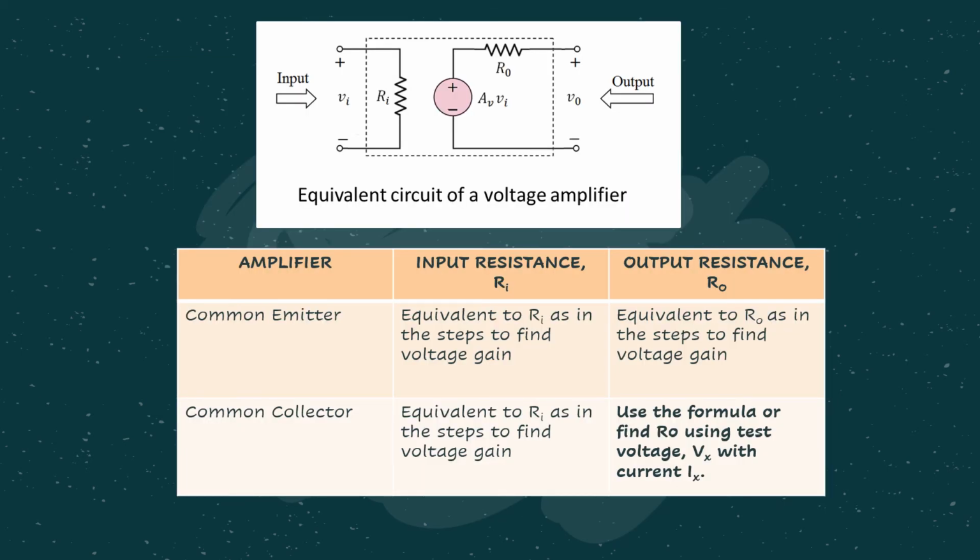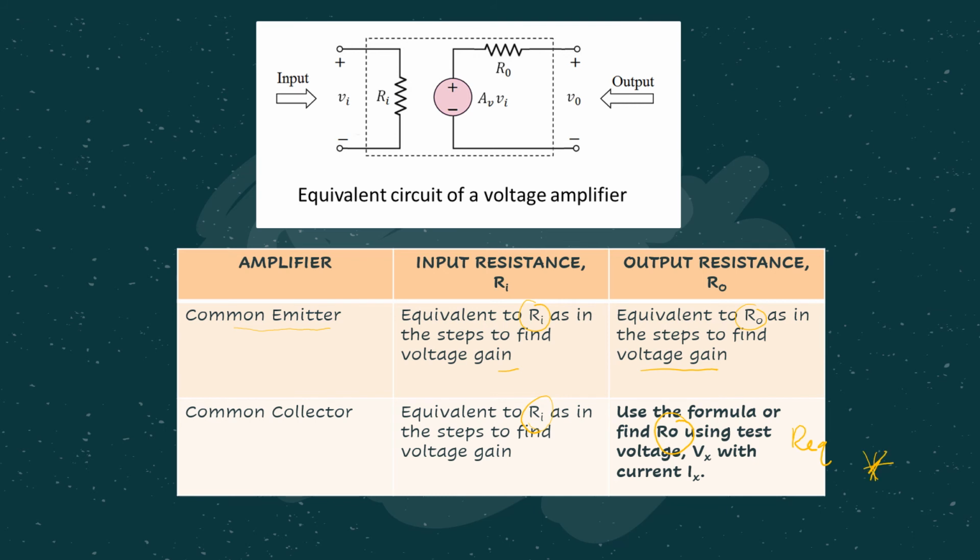Please take note that when we considered the common emitter amplifier before this, whatever Ri value we found can be used straight away to find the voltage gain, and whatever R0 value you find from step number 1 can straight away be used to find the gain. But for common collector, Ri can be used, but for R0, we cannot straight away use the Req value that we found from step number 1. Instead, we need to use some kind of test voltage, or use the formula to represent the R0 value. Please take note about this.